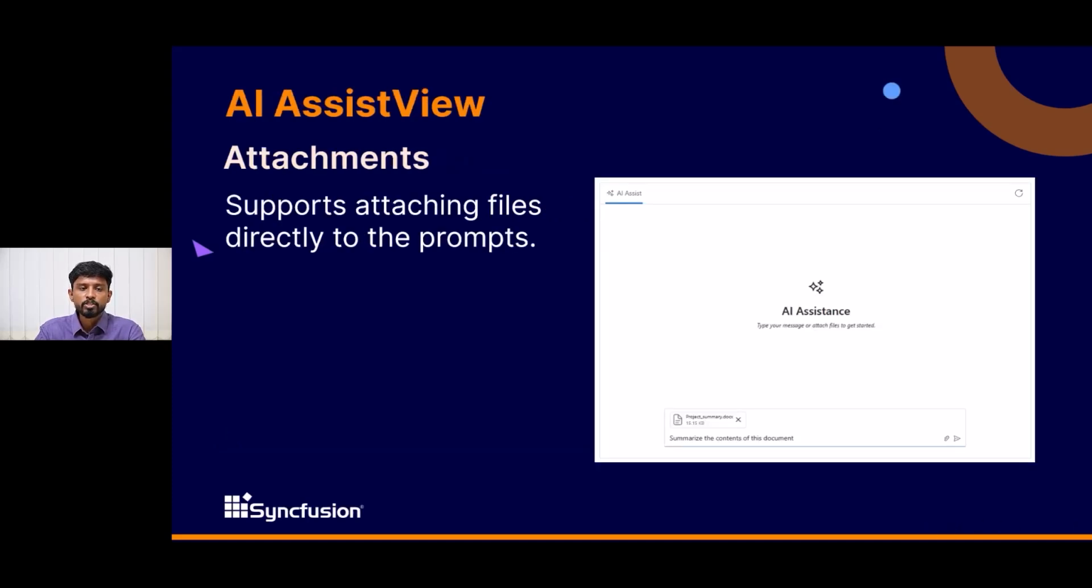Here, enhancements are available in attachments. The React AI Assist view supports attaching files directly to the prompts. As you can see in the image, a file is available in the prompt area. This allows users to include documents like docx, PDF, or images to enhance prompt context and get more accurate AI responses.